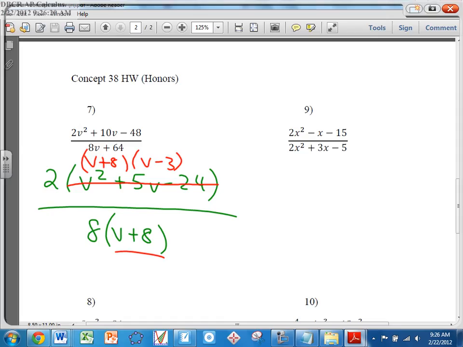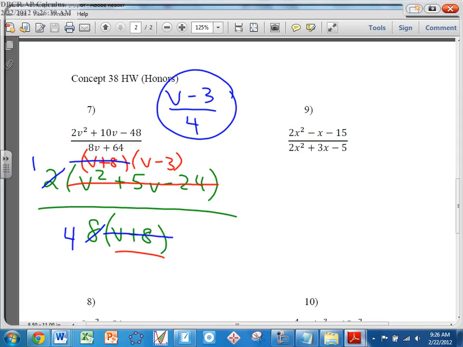And it turns out I do, and I simply see that this cancels with this. The 2 and the 8 reduces to 1/4. Across this, put a 1. Across this, put a 4. Okay, finally in the bottom, all you're left with is a 4. Up top, all you're left with is v minus 3. So your answer is v minus 3 all over 4.